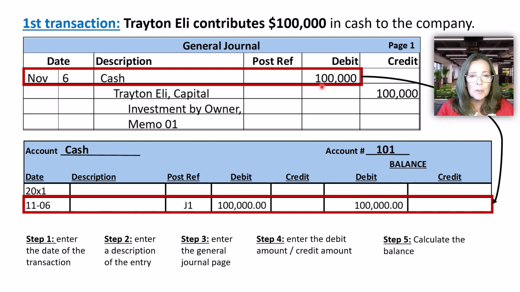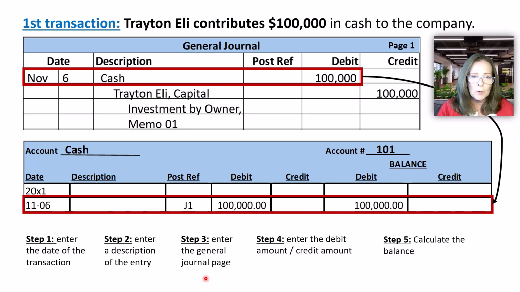That process is called posting to the general ledger. And we start the posting process by pulling up the account, and we start with step 1 of the posting process by writing the date into the date column. Step 2 of the posting process is to enter a description. Our textbook does not list a description, but in practice, the journal entries have a description, like, for instance, in this case, investment by owner.